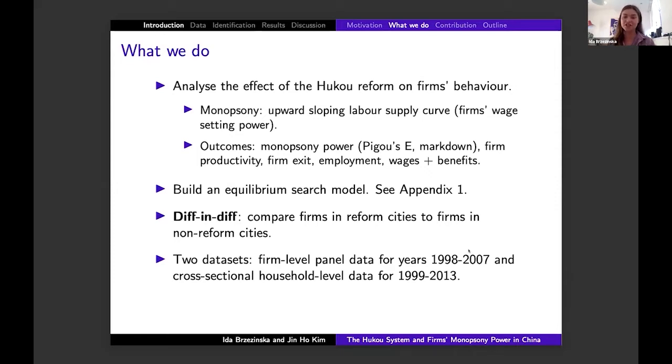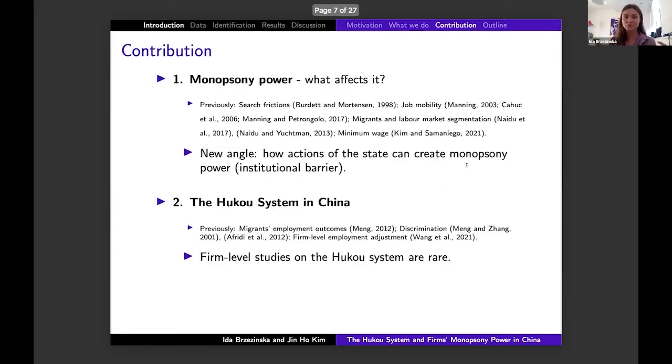So our specification is a difference in difference. We'll always be comparing firms in reform cities to firms in non-reform cities to capture the net effect of the reform. And we use two data sets, a firm level panel spanning over 10 years and a cross-sectional household level data set to complement that. In terms of contribution, there's probably two main areas. They are both in the title. So the first one is of course monopsony power. In the past, we've thought about the factors that can create monopsony power. That's related to search frictions, lack of job mobility. There has been work on international migrants and how they are a separate labor market segment.